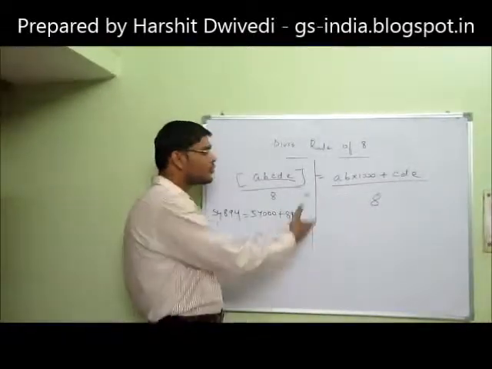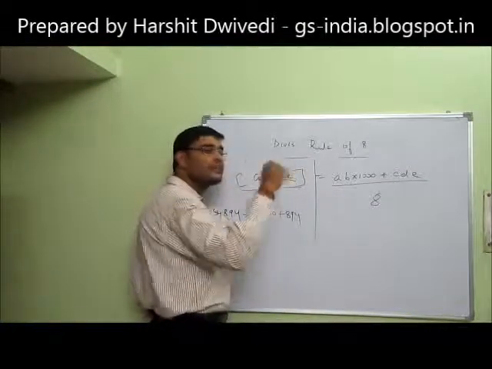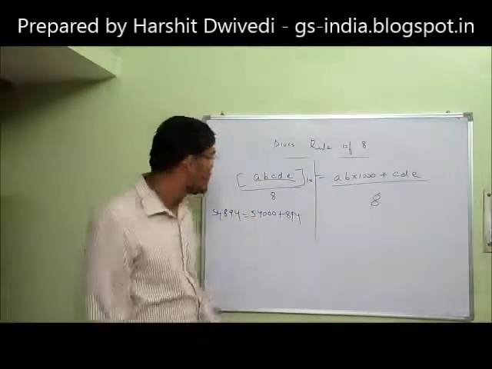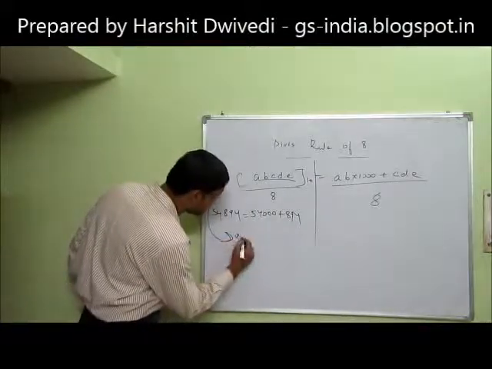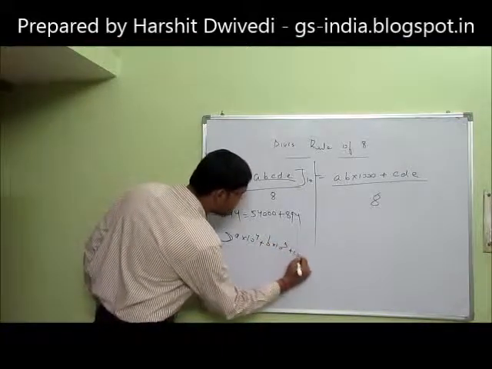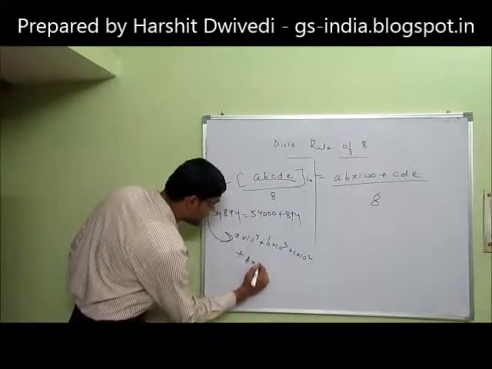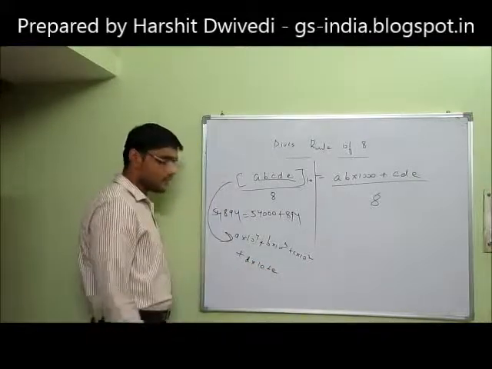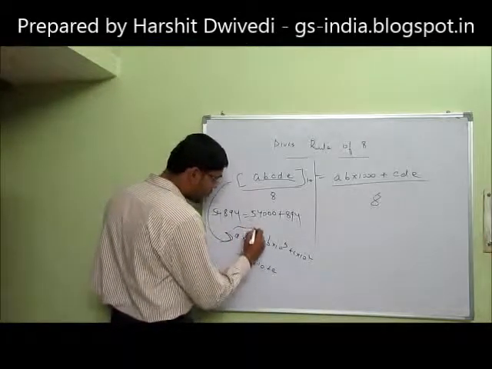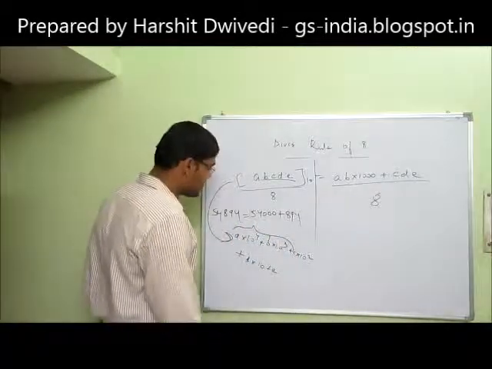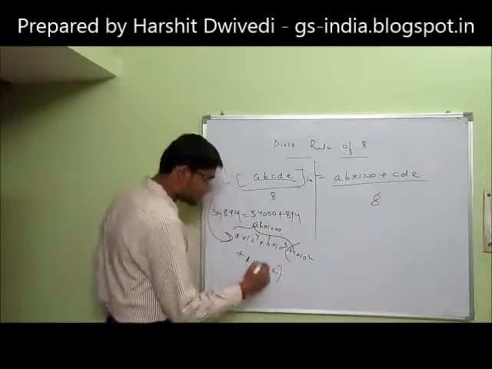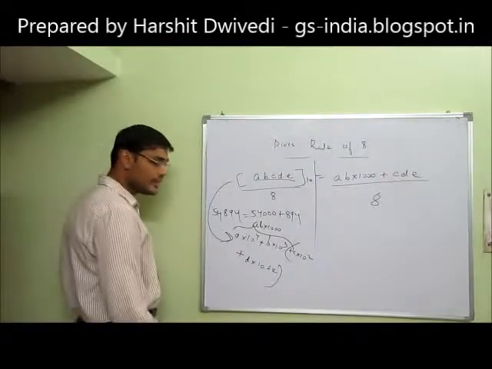It's very simple. In order to factorize this, I have to take the number of zeros as powers of 10, because this is in base 10. I can also write this number ABCDE as A into 10 to the power 4 plus B into 10 cube plus C into 10 square plus D into 10 plus E. So what is this? A into 10 to the power 4 plus B into 10 cube, this is AB into 1000. And what is this? C into 10 square plus D into 10 plus E, this is CDE.